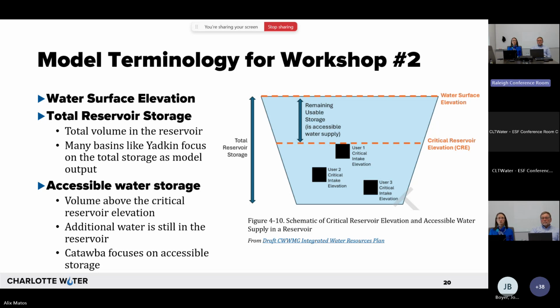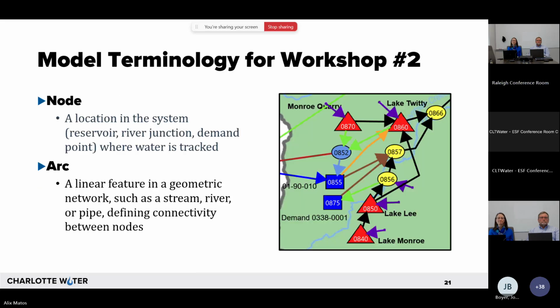The accessible water storage is the amount of water that is sitting above the critical reservoir elevation. So that's the top half or so of the graphic on the right. The Catawba Basin model and the outputs and evaluations are going to focus on that accessible water storage, and that's also called the usable storage. So when we have our workshop in March, we'll just need to keep the difference between the total reservoir storage in the Yadkin and the accessible water storage in the Catawba.